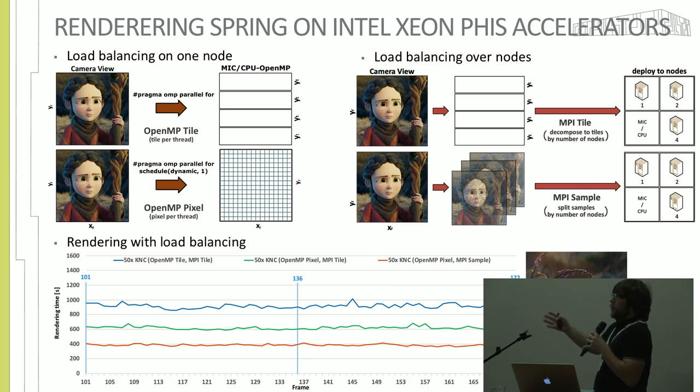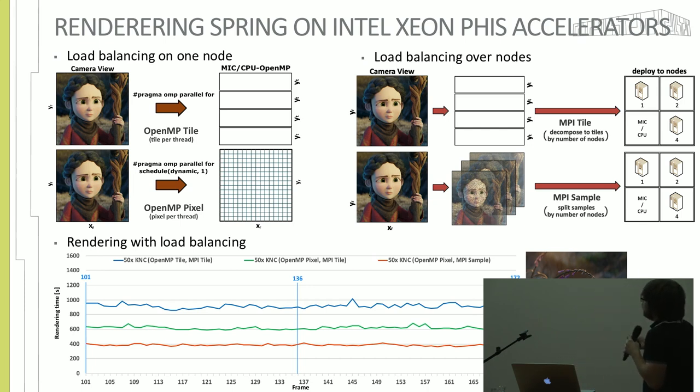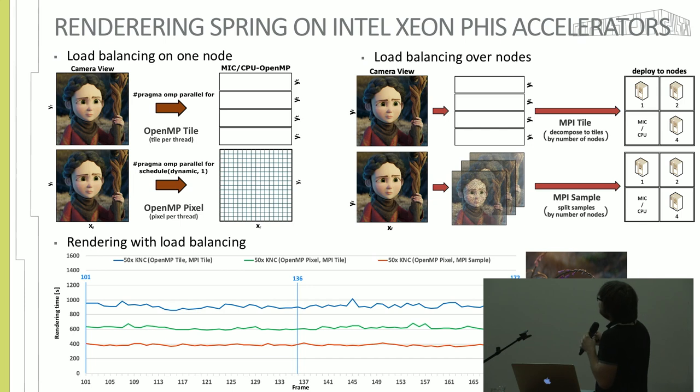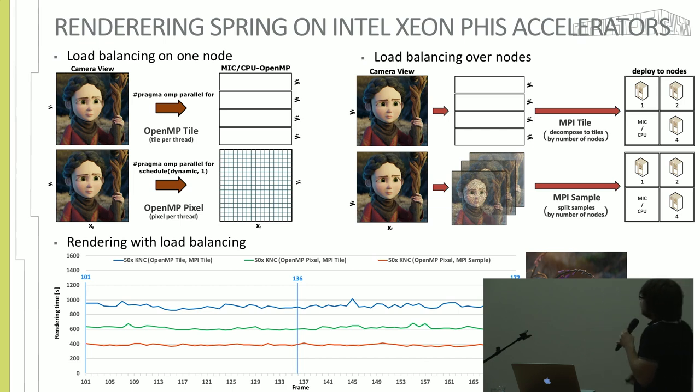It's like a Pentium 4, but it has some extension for the vectorization that actually has the real performance. But you need to treat it differently. So for instance, if we wanted to do the load balancing among the cores, instead of using tiles, we had to implement the load balancing over the pixels.